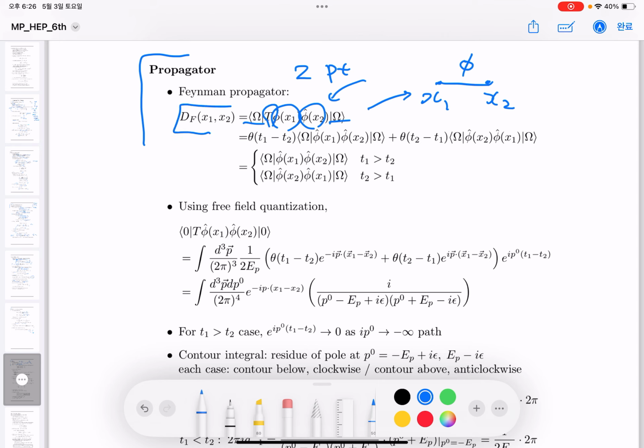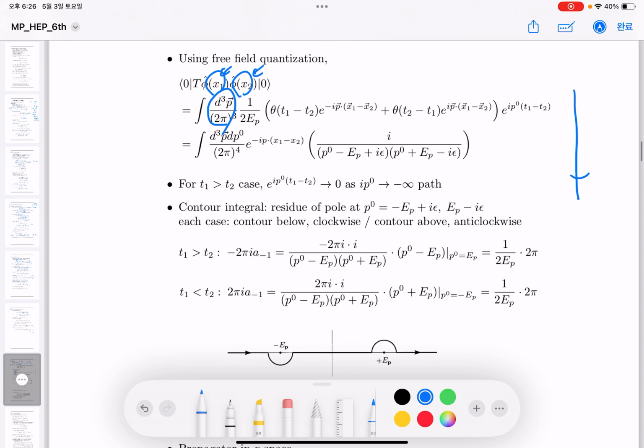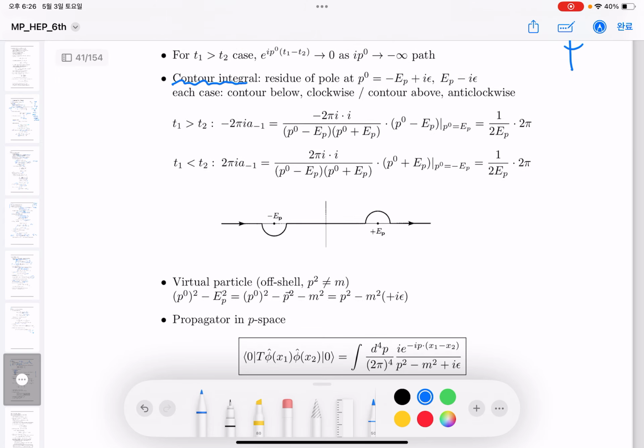And by using the field quantization, inserting phi of x1 and phi of x2, we can obtain the Feynman propagator in the momentum space. There is also another calculation process, using contour integration through the complex variable and the residue theorem at the pole, and then we can obtain the Feynman propagator in the momentum space.